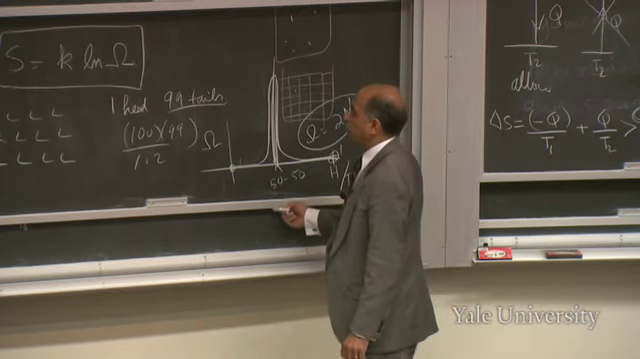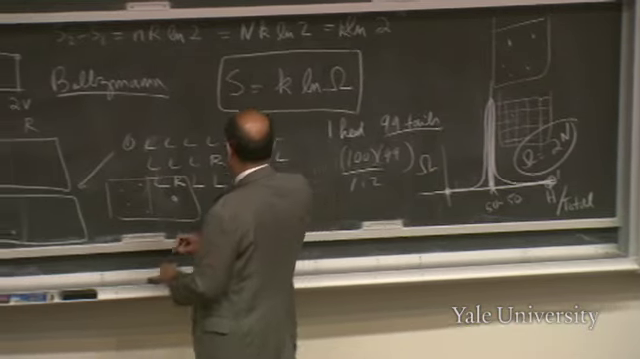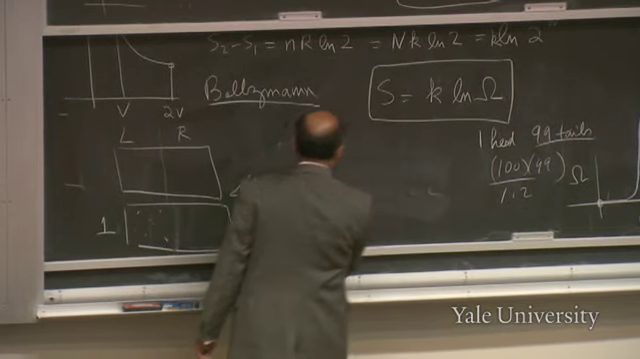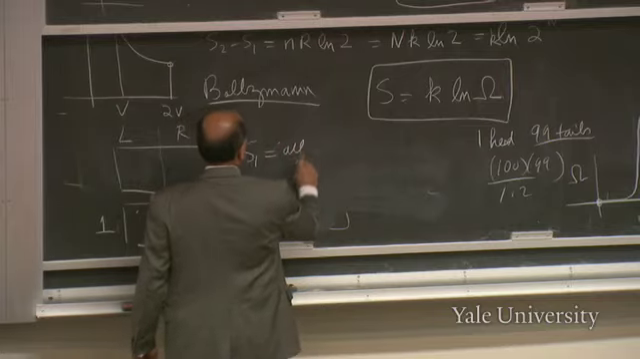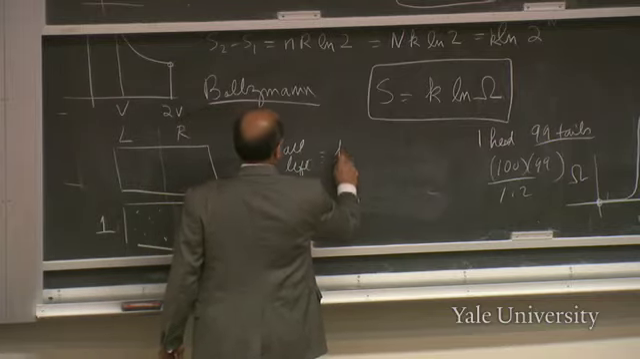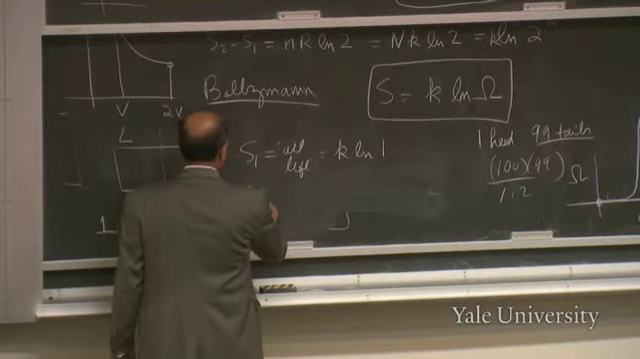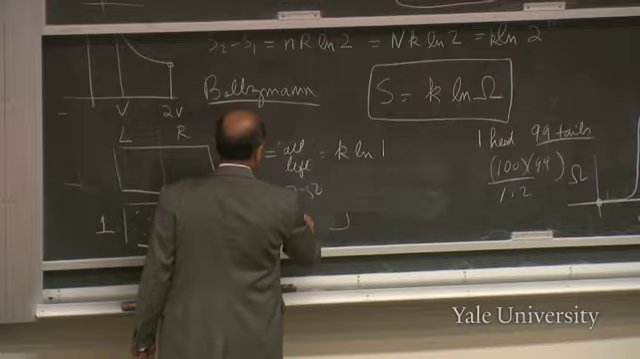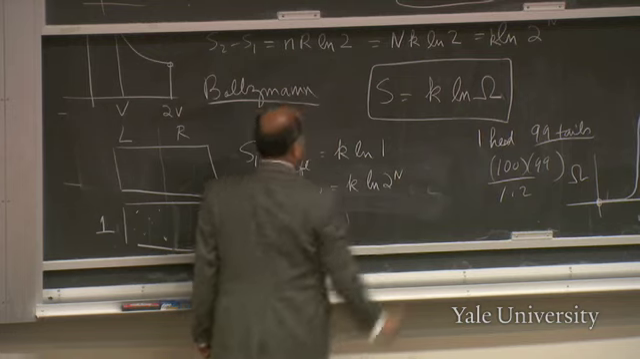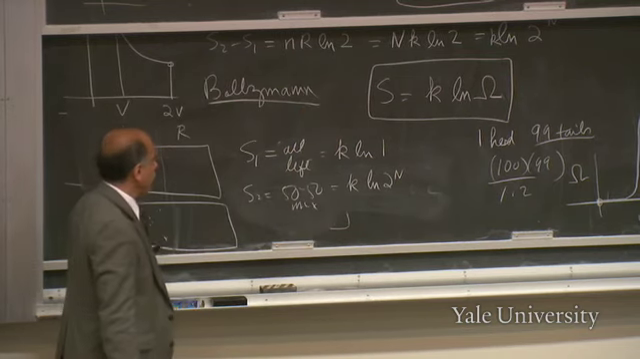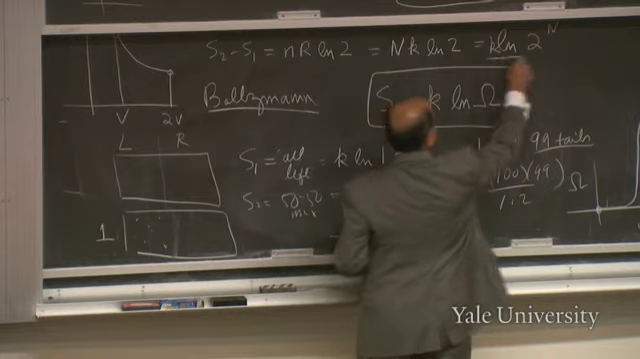Therefore, if you go back to Boltzmann formula, and let me keep the formula here, and look at S equals k log omega, then you find S1 is when everybody is on the left. That is k log 1. And S2 is 50-50 mix, half on the left and half on the right. That entropy is k log 2 to the n. Therefore, you can see that's what I wrote down here, k log 2 to the n.